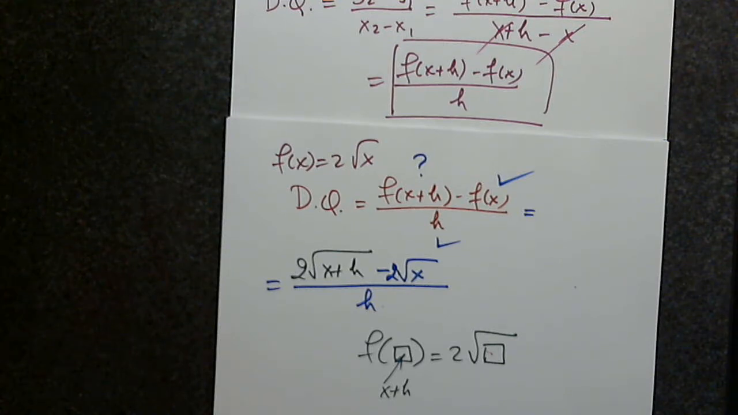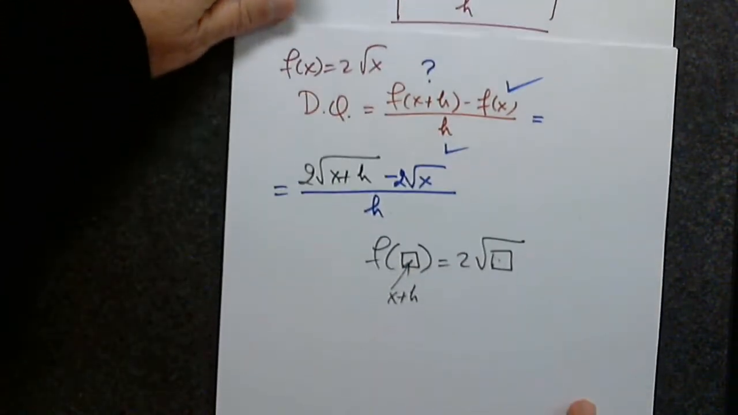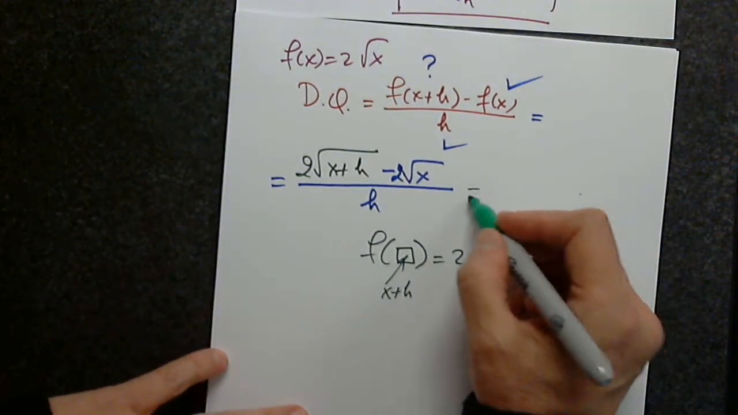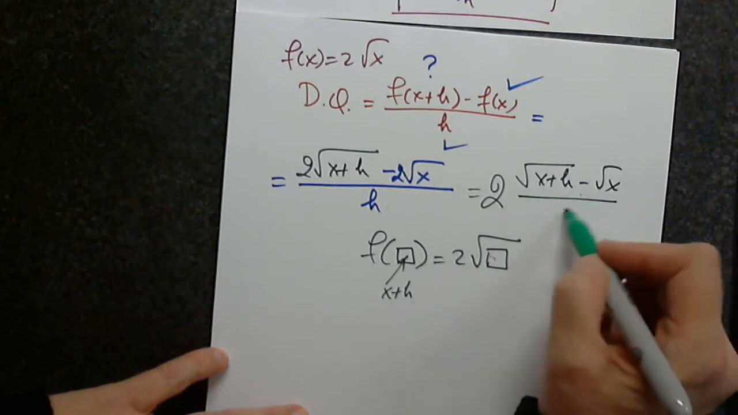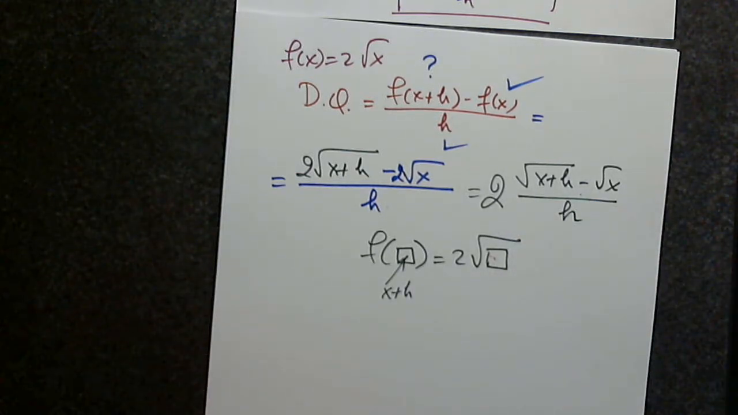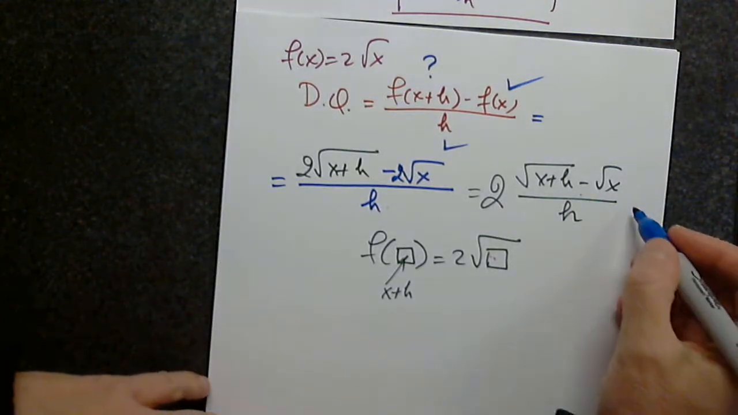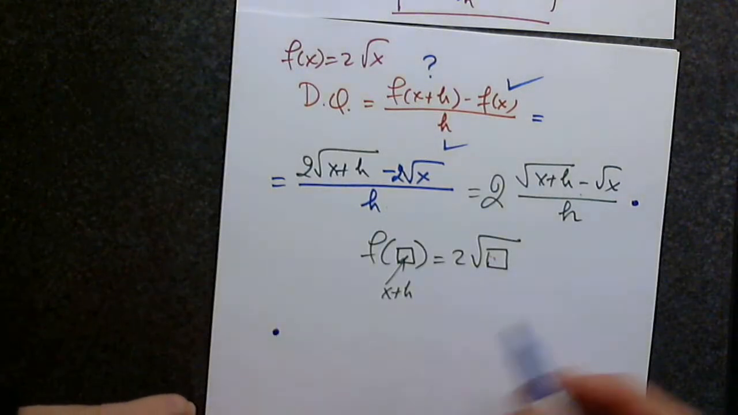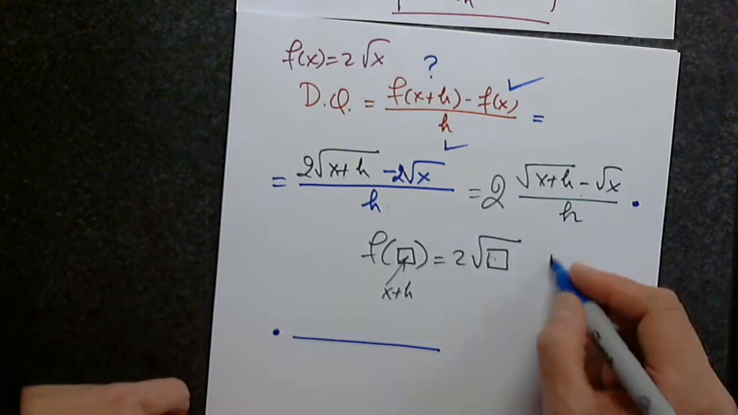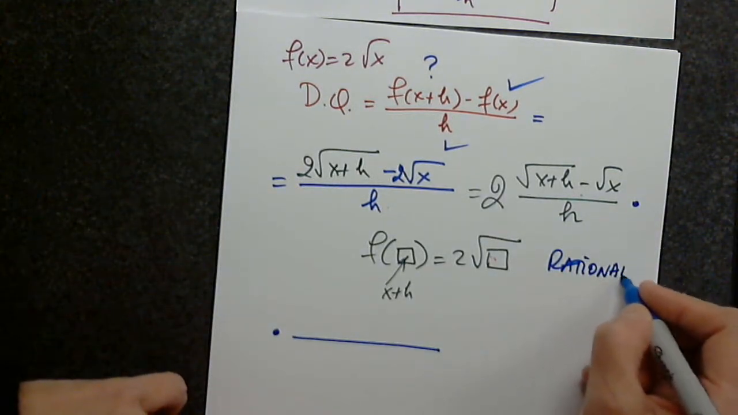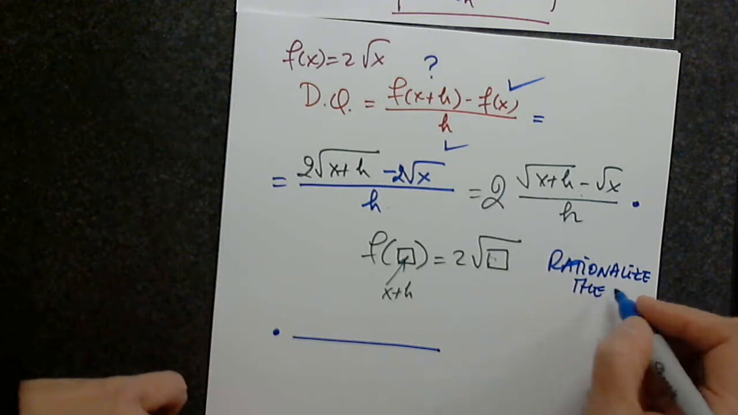But now the question is, how do I simplify this? So how do I simplify it? Yes, I would definitely do that first. I completely agree. The square root of x plus h minus the square root of x, divided by h. That will definitely be my first step. But now I have to rationalize the numerator. What do I multiply and divide by to rationalize the numerator?